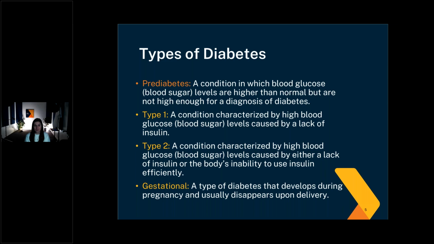Whereas type 2 is a condition characterized by high blood glucose levels, but it's caused in two different ways. The first is a lack of insulin, so in a similar way, the pancreas is just wearing out, so it's not producing as much insulin to keep up with the demand of the sugar. Or, and more often than not, it's producing insulin, but for whatever reason, our cells are not reacting to it, and so it's not letting sugar into my cells the way it should to convert it to energy.